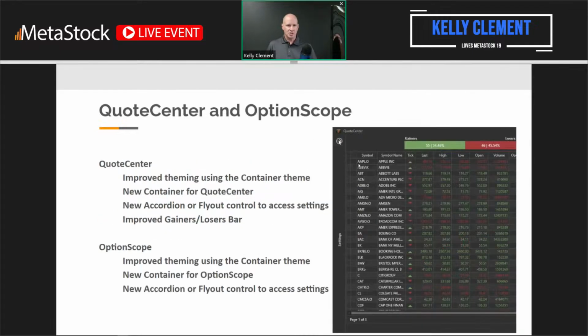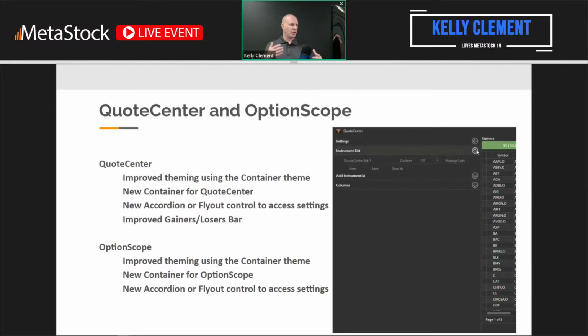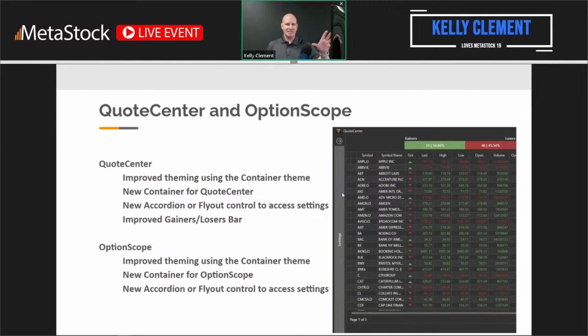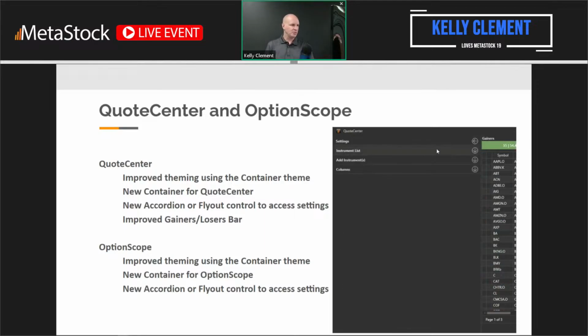Quote Center and Option Scope have also both been rewritten. They're all refreshed. They all look brand new. A lot of the features in there have been improved. The flyout bar is better. You can see it's easier to access your lists. The settings is more off to the side. It's not right so in your face. And you have an improved gainers losers bar. So all that has been updated and refreshed.